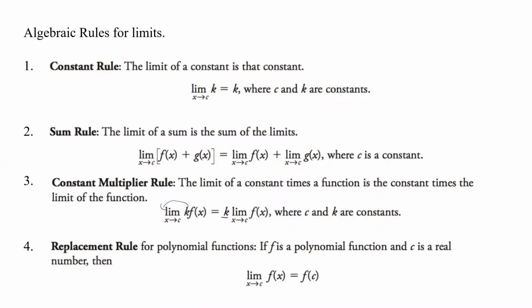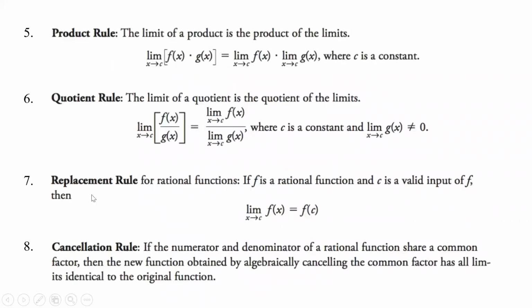Now we have a replacement rule, and this one is for polynomial functions. If f is a polynomial function and c is a real number, then we just plug c into that polynomial function, and the limit of f of x as x approaches c is equal to f of c. We'll see in a little bit another replacement rule, but it's for rational functions, so a little bit different.